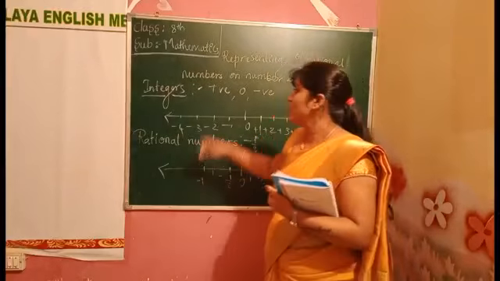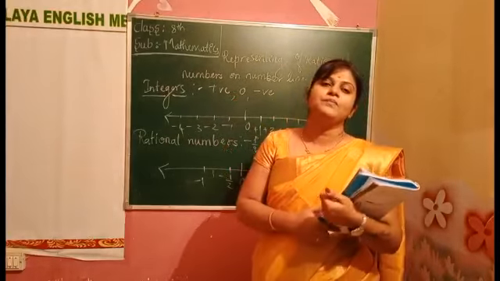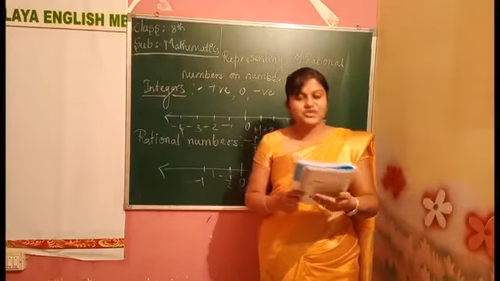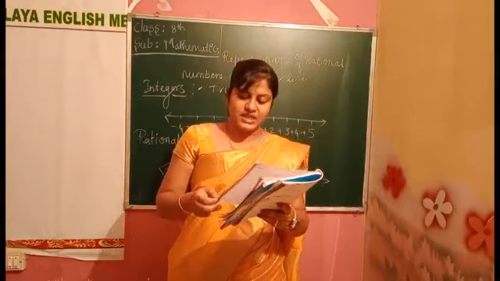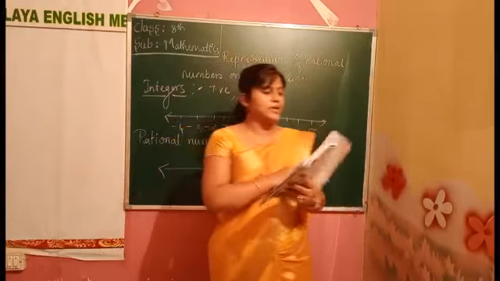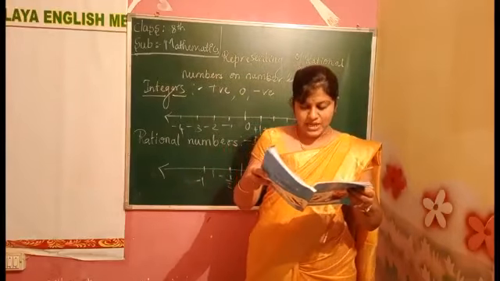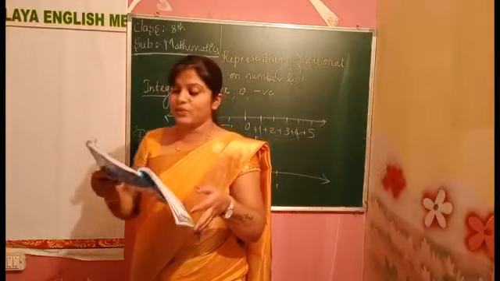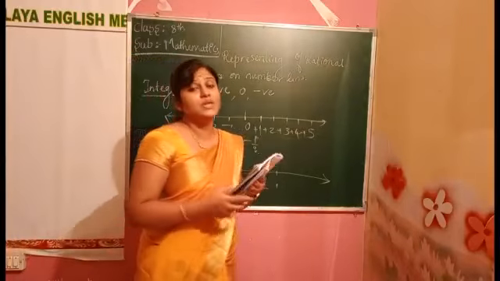Okay, understood how to use the integers, how to use the number line, how to use the whole numbers and the natural numbers in the number line. Okay, now we'll see the next part. Open page number 28, children. 28 and 29. In that, the next one is rational numbers between two rational numbers.